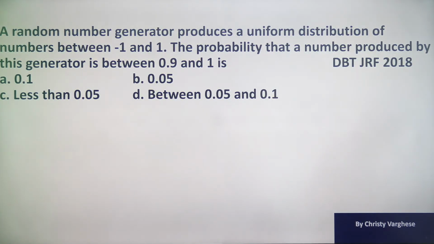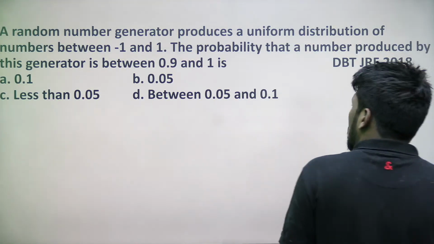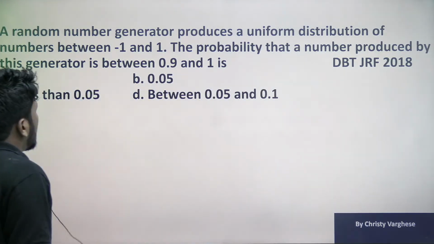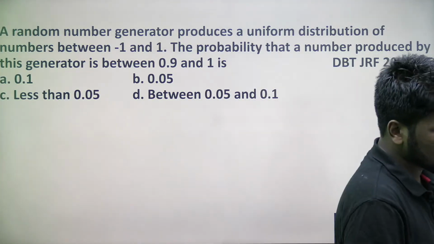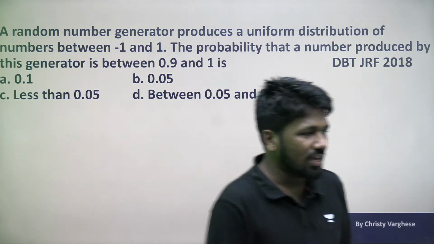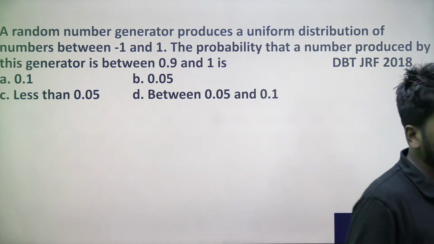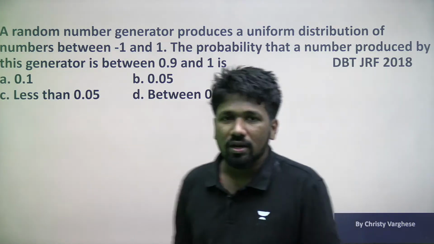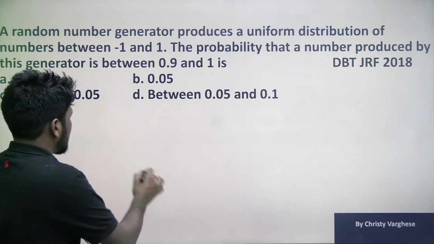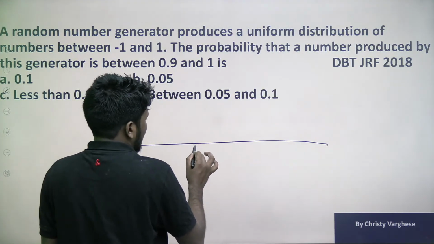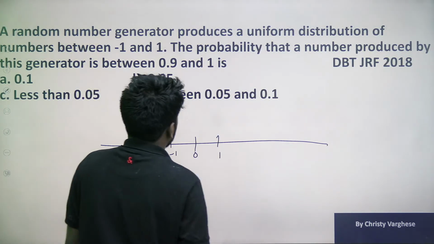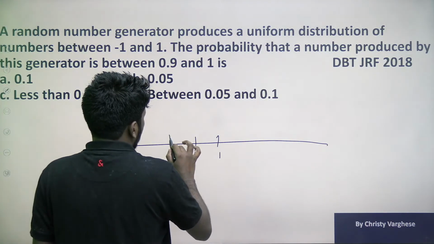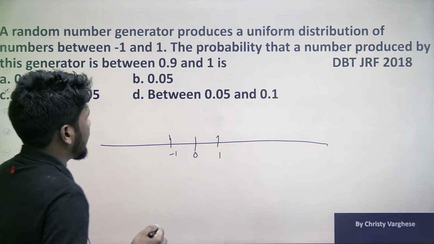Okay, I will explain this question. Here also it is probability itself, but here you have to use the number line idea. A random number generator. Random number generator means, the word itself says what it means. A generator which generates random numbers. Random numbers, any number between -1 to 1. Between -1 to 1, there are infinitely many numbers. So let us take the number line. Where is -1 to 1? If this is 0, +1 is here, -1 is here. So any number from -1 to 1 is generated using this random number generator.